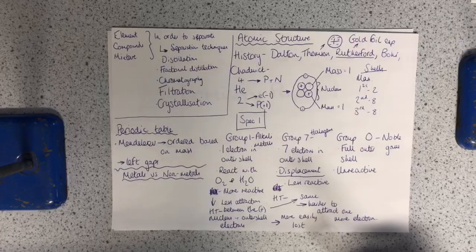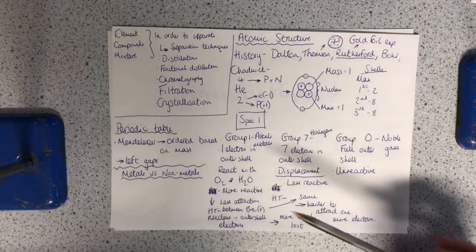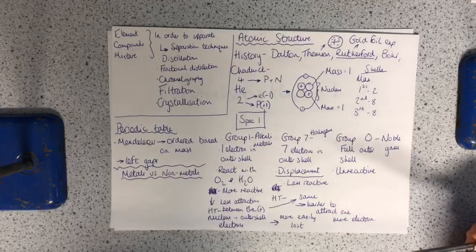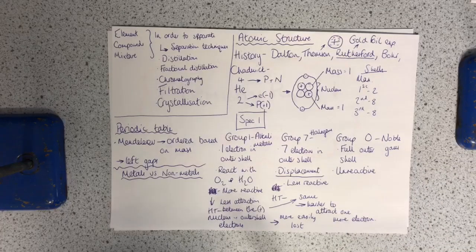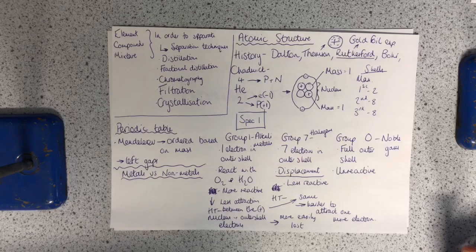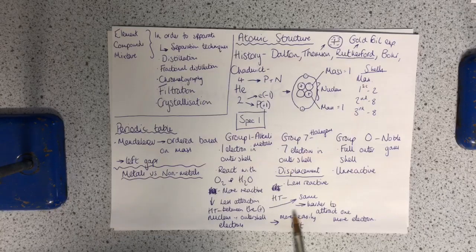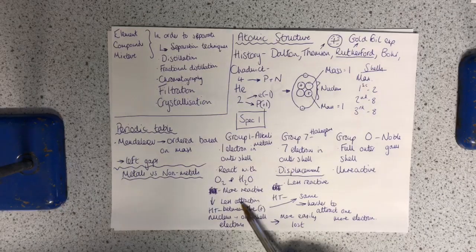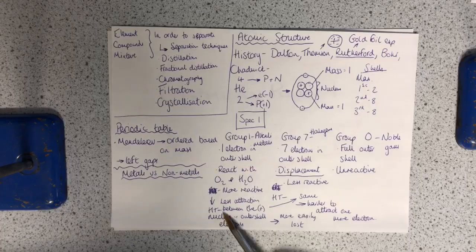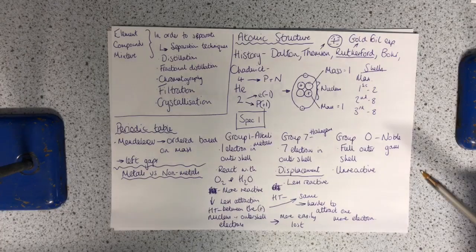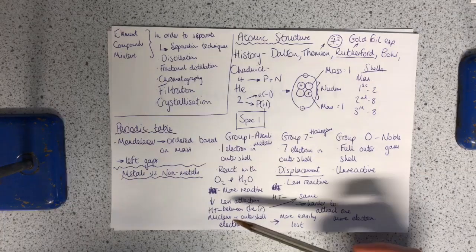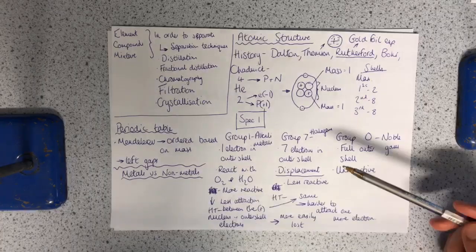Now this bit here is higher tier only, so you need to understand and be able to explain why that is. For group 1, they get more reactive because there's less attraction between the positive nucleus and the outer shell electrons. Therefore, the outer shell electron is more easily lost. Now for group 7, you can write exactly the same bit here for your explanation. It's just the ending that changes. There's less attraction between the positive nucleus and outer shell electrons.